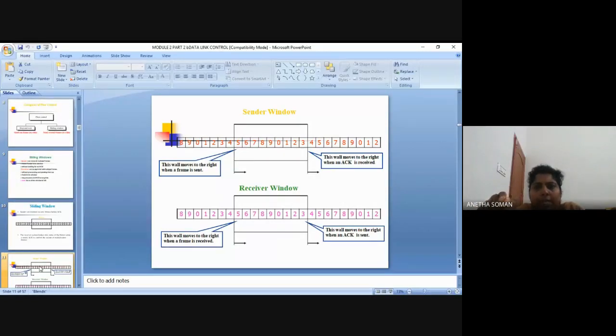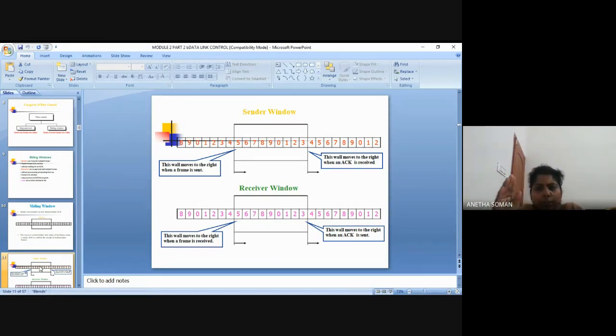Now look at the sender side window. Some data frames are inside that window. Why it is called sliding is that whenever you are passing data from the sender side, the wall that is towards the left will move towards the right when a frame is sent. The wall that you can see in the diagram will be moving towards the right when a frame is sent out of the window. Now what happens on the other side?